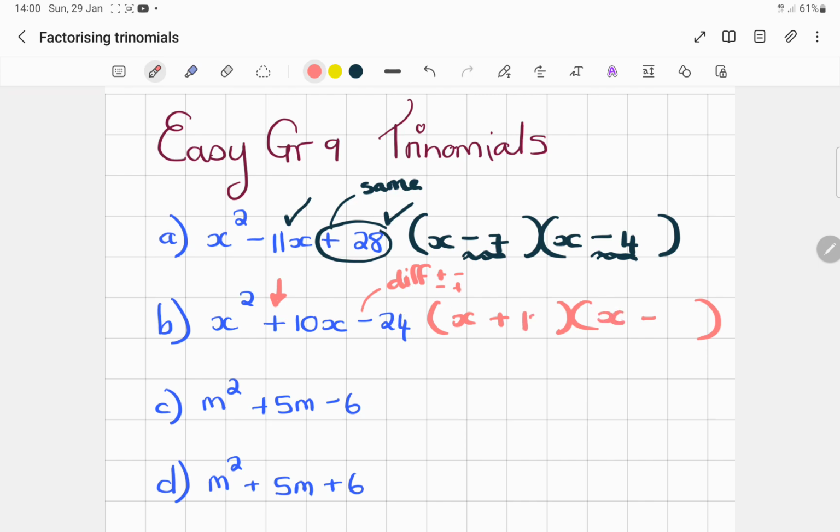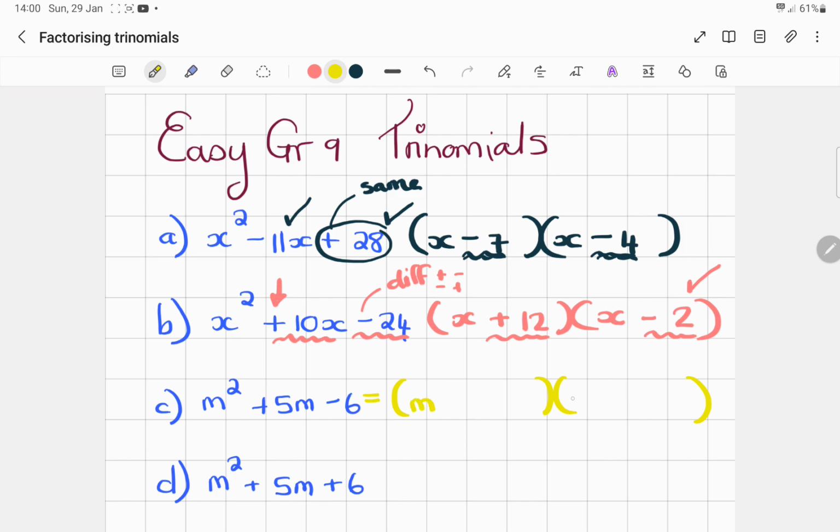What about 12 times 2? 12 times 2 gives you 24, and plus 2 minus 2 gives you a positive 10. So just test yourself. Plus 12 minus 2 gives you a positive 10, and a positive 12 times a negative 2 does give you the negative 24. Okay, correct.